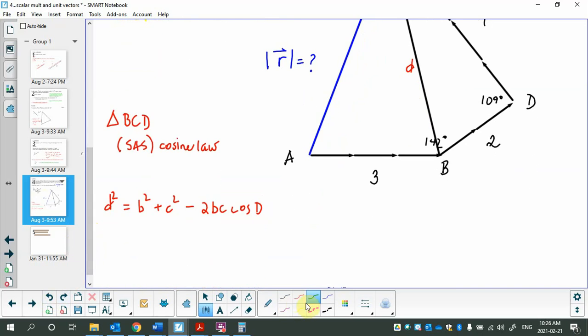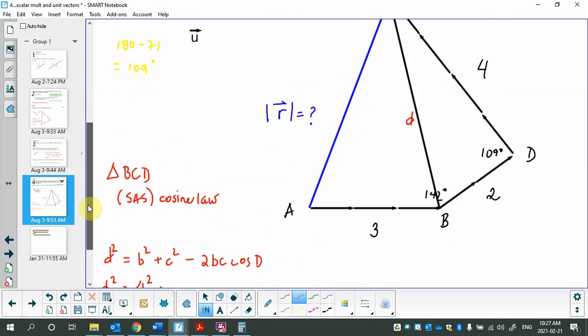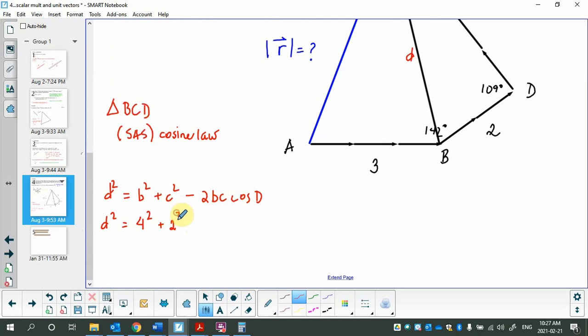So little d is unknown. Little b is across from big B, so that's the 4. Square it. Plus c is across from the big C, so that's the 2. Square it. Minus 2 is always in the formula. There's b again, so 4 again. There's c again, so 2, and cos D, angle D is 109 degrees. So make sure you have your calculator on degrees when you're doing this.